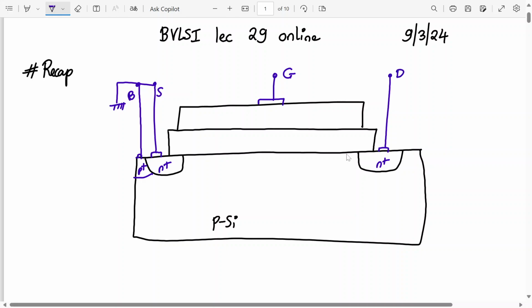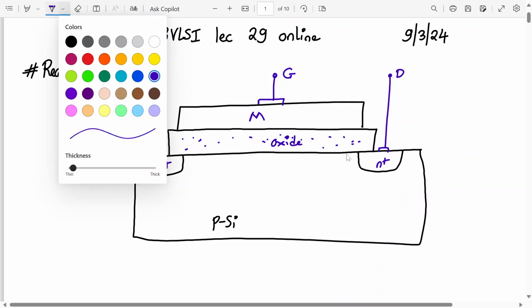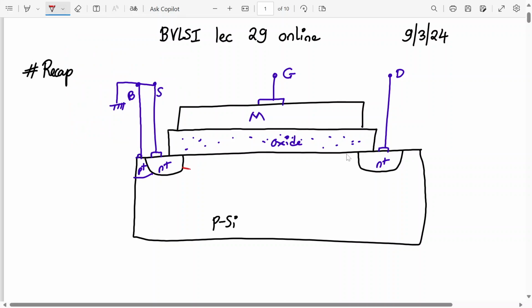Okay, this is my metal. This is oxide. Okay, this is oxide layer. And this is my N channel. Now N channel I am marking in red in color. So this is my N channel formed. Let's say it's uniformly formed.